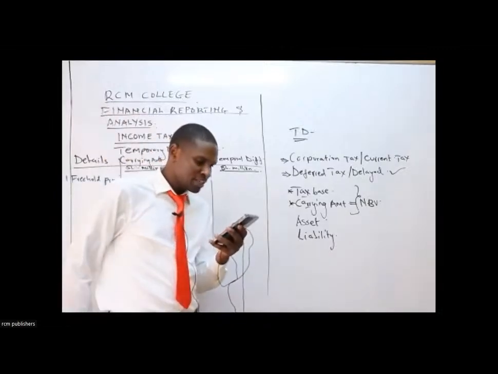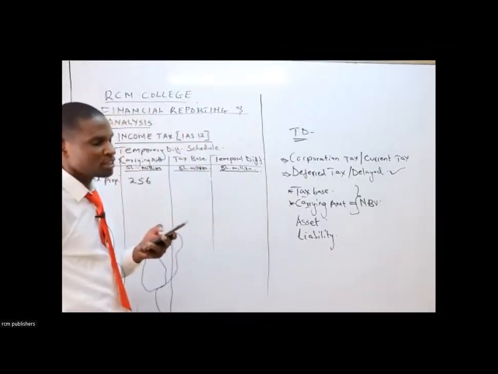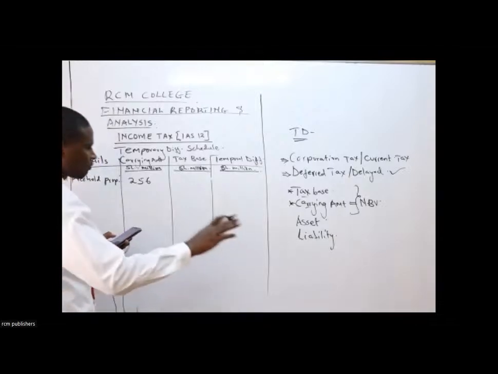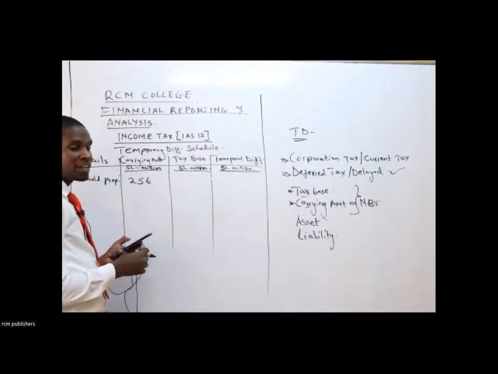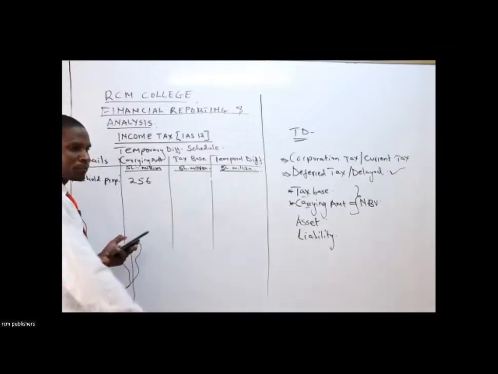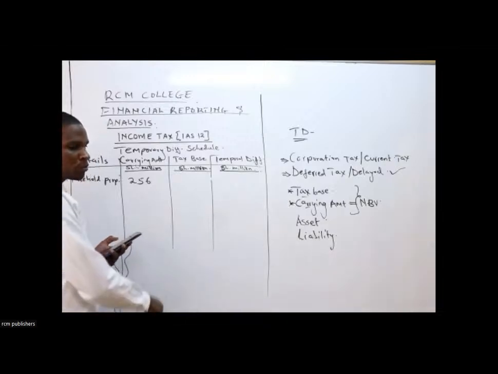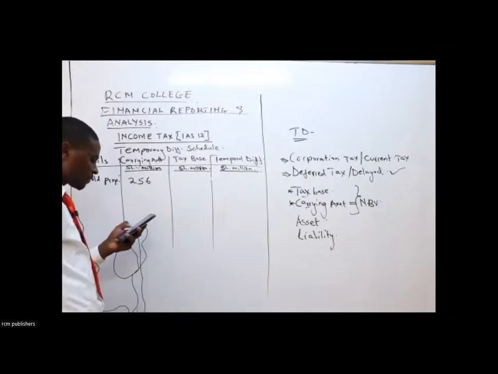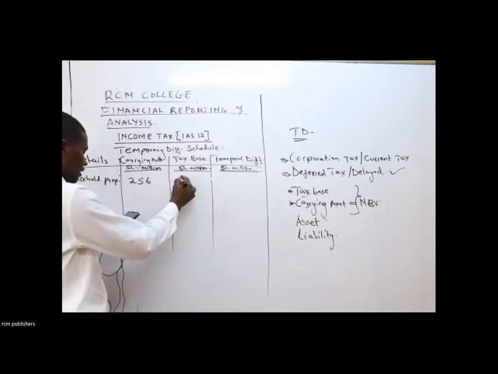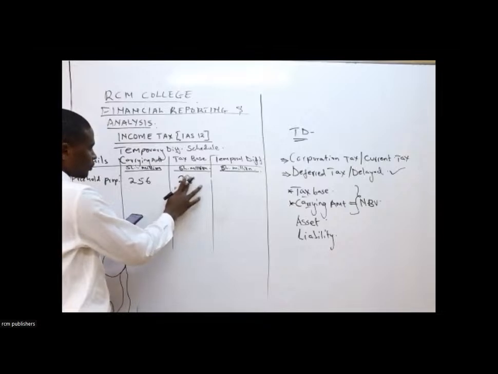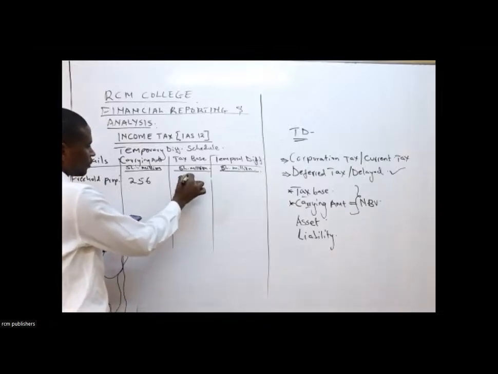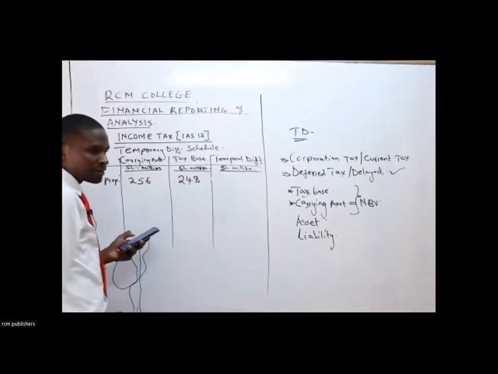Already the tax base is also provided. For that, we don't have to struggle. The tax base is provided. How much is our tax base? Let me see from the chart, for those people who are following. Can you see 248? In fact, it's the last item in that chart. 248. That is our tax base.